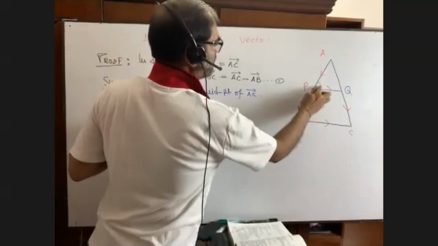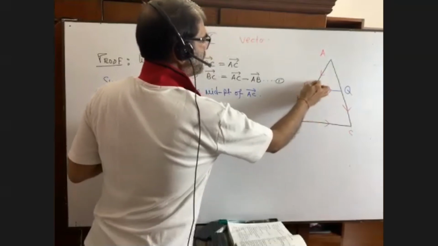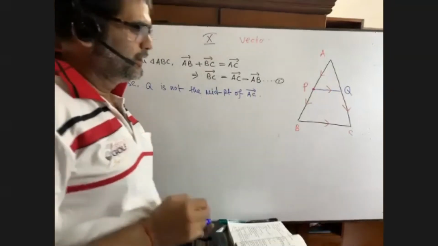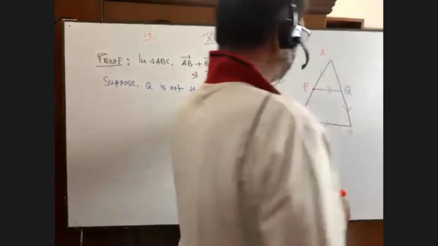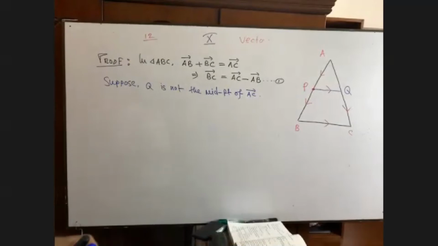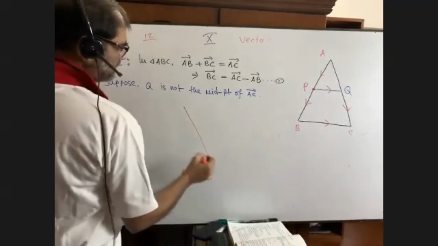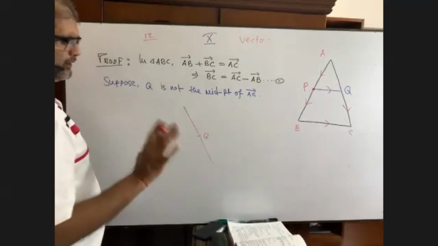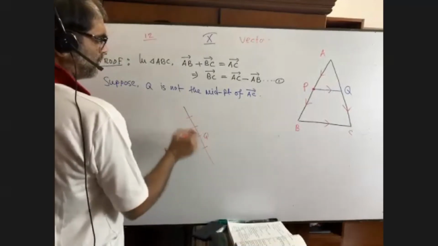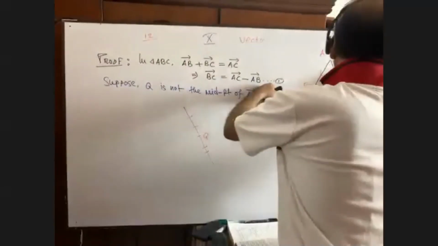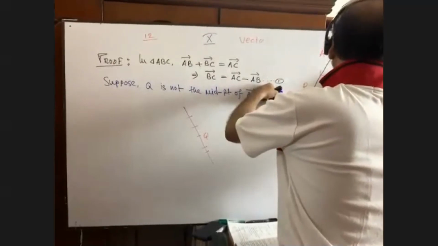If Q is not the midpoint, so there must be a point which may be the midpoint. P is the midpoint of AB, I am telling for AC. If Q is not the midpoint, so there will be a point on AC which will be the midpoint. So very good. Let Q not be the midpoint. So there will be a midpoint here or here. Is it? Okay, let's go. Let's take a midpoint. Name it M.